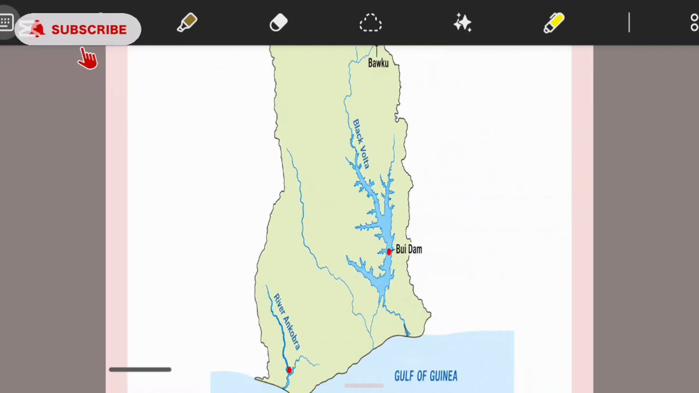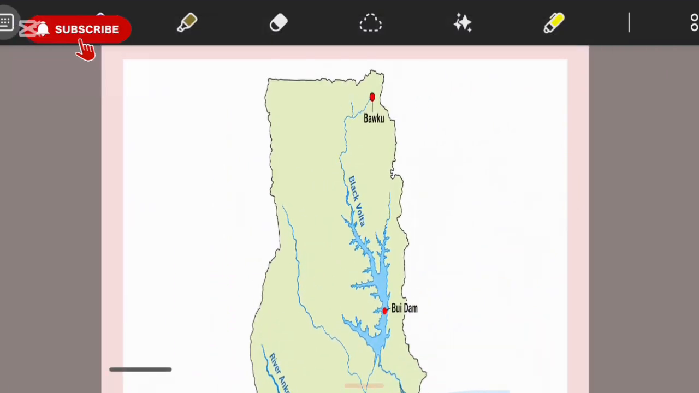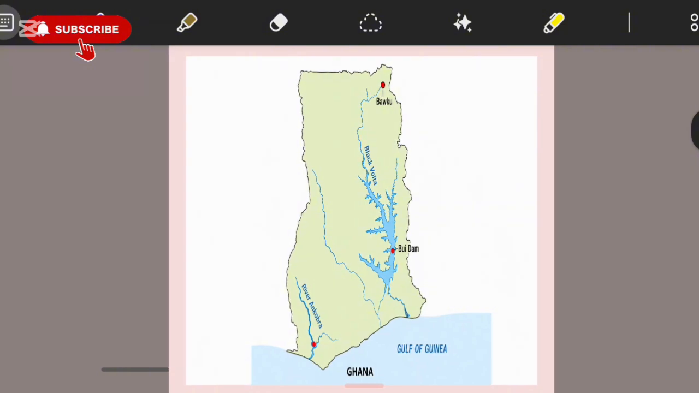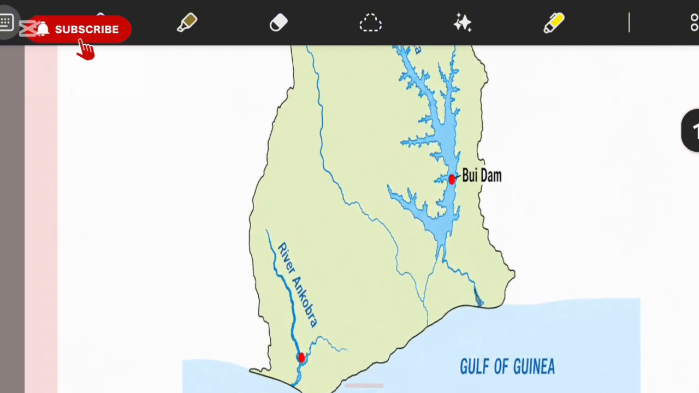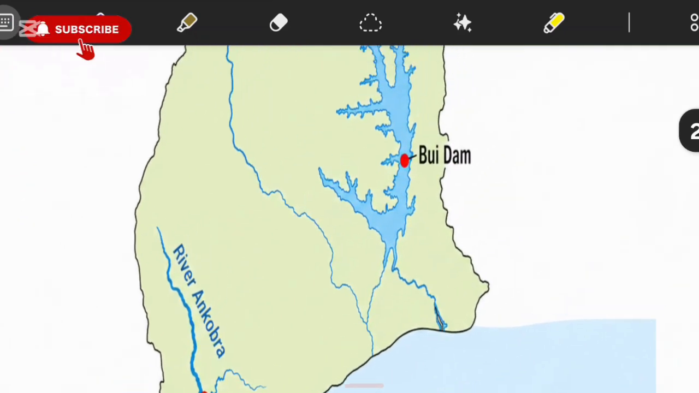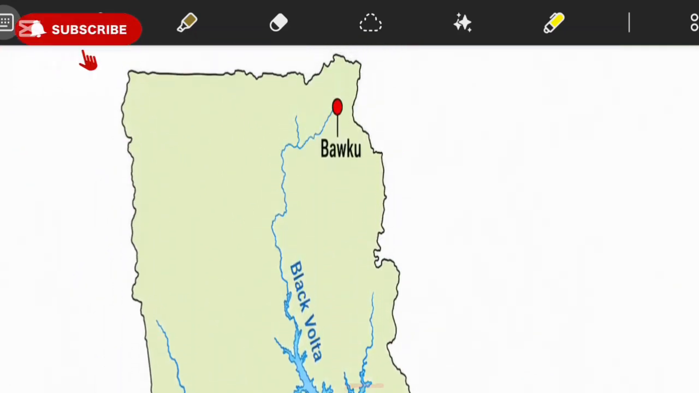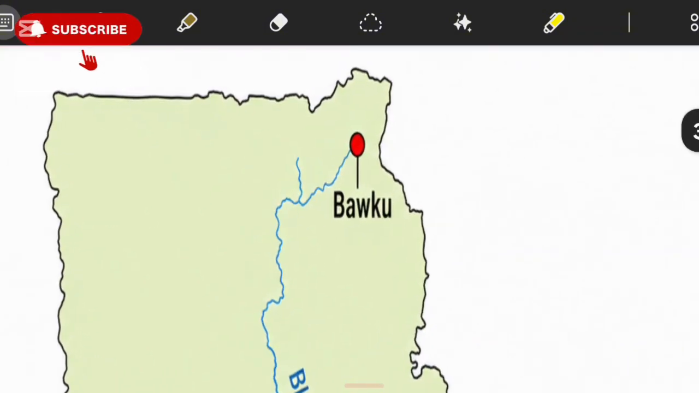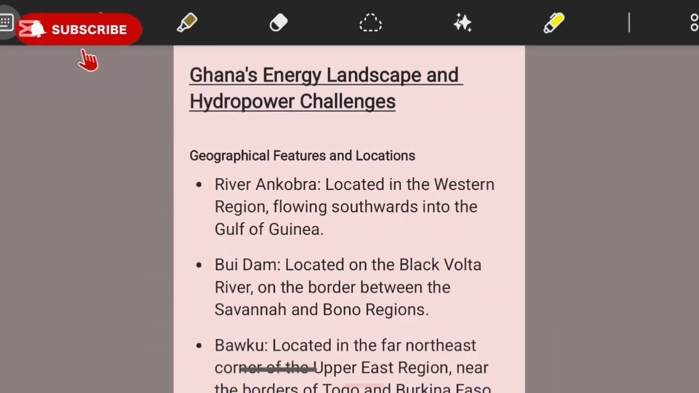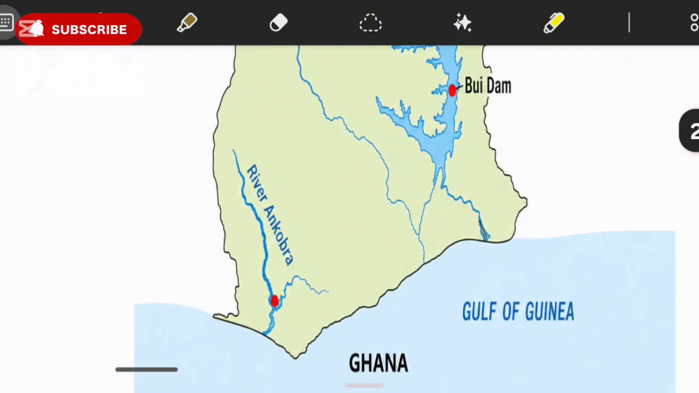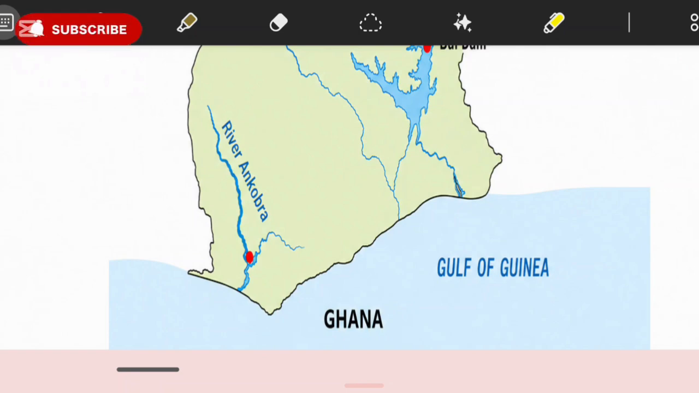So this is the drawing of the map of Ghana and the insertion. This is actually a complete one without interruptions already. So we have the River Ankobra here, we have the Bui Dam over there, and we have the Bawku region over there. So River Ankobra is located in the western region, flowing southward into the Gulf of Guinea. It is found in the western region and it flows into the Gulf of Guinea or the Atlantic Ocean. That is where it flows to, but it's located in the western region of Ghana.